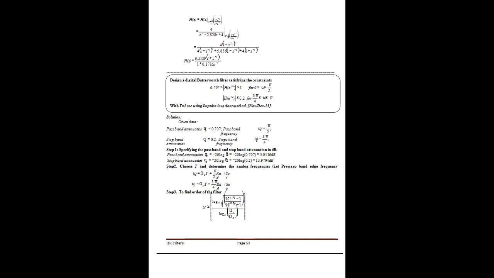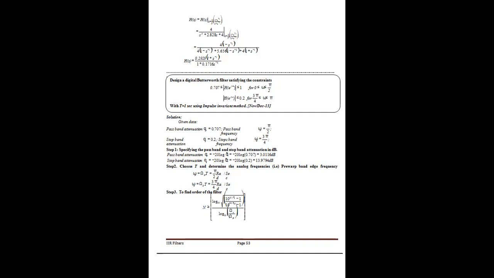Okay, so what will we be doing there? We have the given data: alpha p is equivalent to 0.707, passband frequency is pi by 2, stopband attenuation alpha s is 0.2, stopband frequency is 3 pi by 4. Now we will specify the passband and stopband attenuation in decibels. Using the formula 20 log of alpha p and alpha s, we find 3.0116 decibel and 13.9794 decibel.